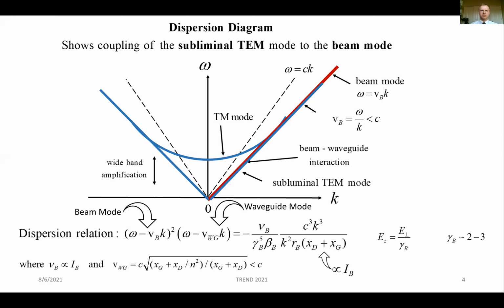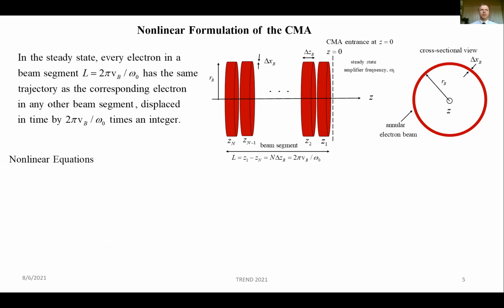We also obtained estimates for the phase shift and growth rate in the linear regime, but we are really most interested in the nonlinear physics. The nonlinear formulation of the Cherenkov-Maser amplifier was done under the assumption that the system was in the steady state operating at a single frequency. Under this assumption, every electron in a beam segment has the same trajectory as the corresponding electron in any other beam segment displaced in time by a wave period.